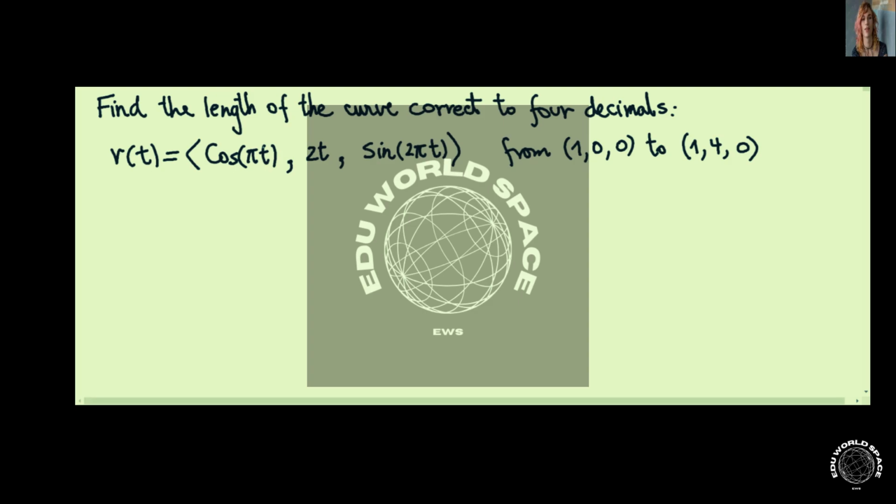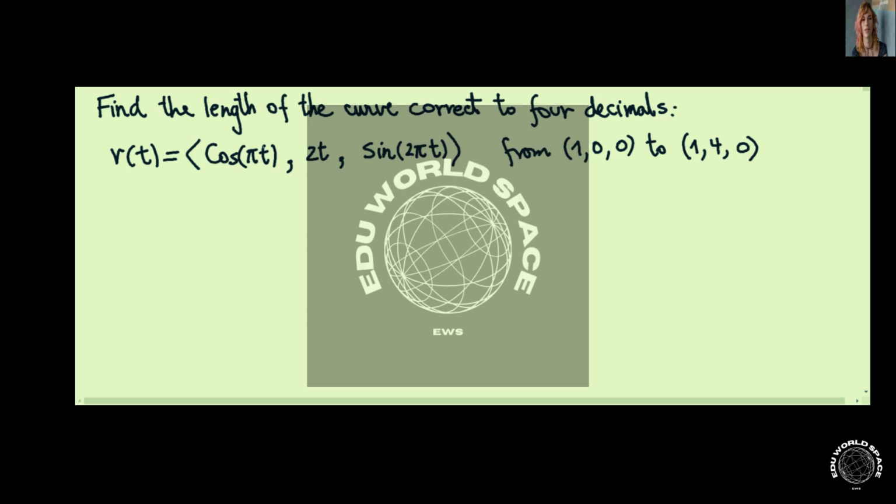We are going to calculate the length of the curve, correct to 4 decimals, that is given parametrically by r of t equals cosine of pi t, 2t, sine of 2 pi t. The curve goes from (1, 0, 0) to (1, 4, 0).